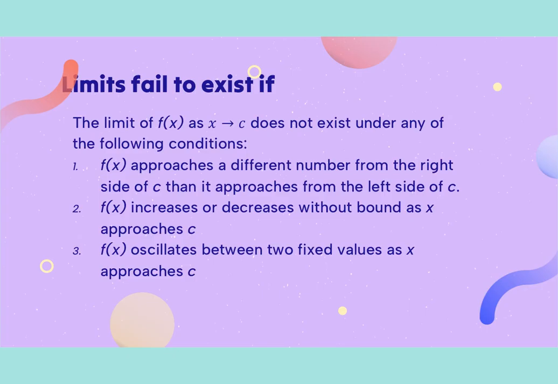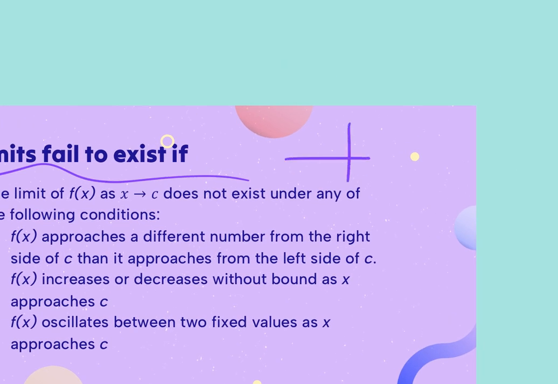So the limit fails to exist if one of these 3 things happens, okay? The first is if f of x, or the graph, approaches a different number from the right side of c than from the left side of c. This could happen in a piecewise function situation, where I had a graph and I wanted to know what was happening at 2, and one side of my piecewise function looked like this and one side looked like this.